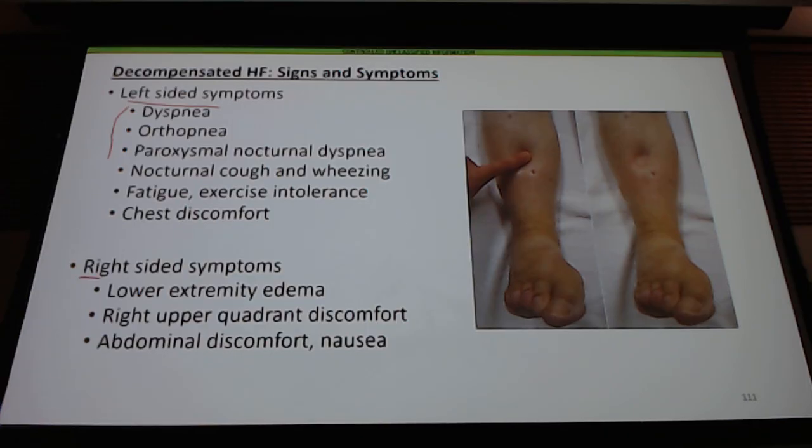If you have right-sided isolated symptoms, then you're going to see those peripheral venous symptoms of extremity edema, JVD, abdominal edema, those types of things. But oftentimes, the most common cause of this is this. So you're going to get a mixture in a lot of patients of both left-sided and right-sided heart failure symptoms.